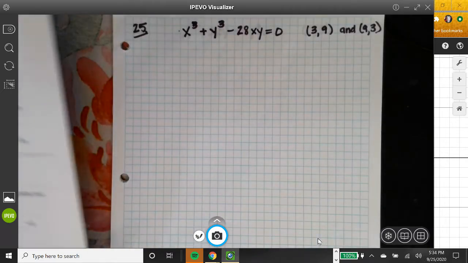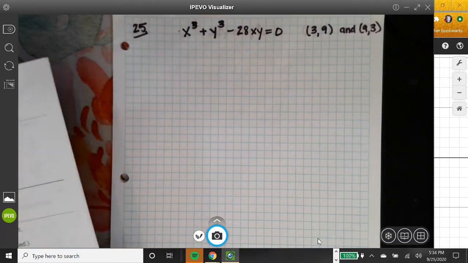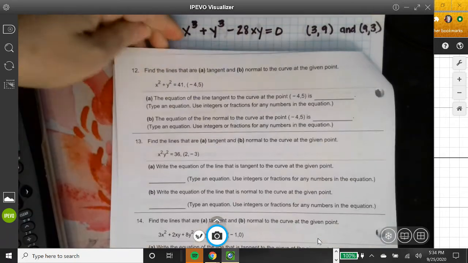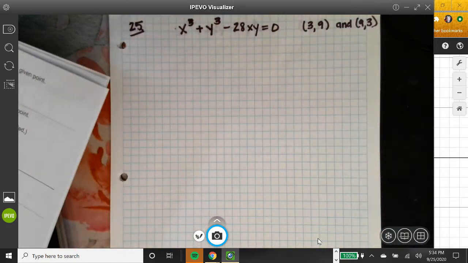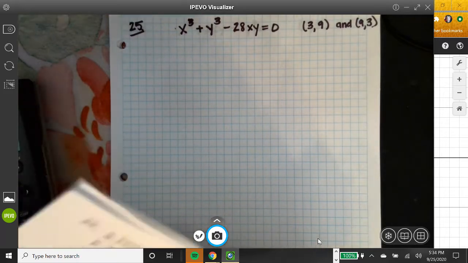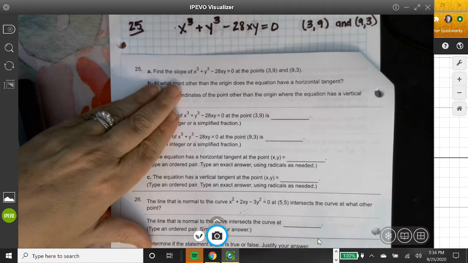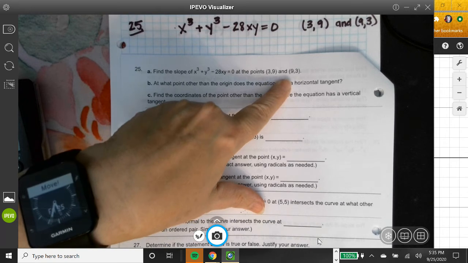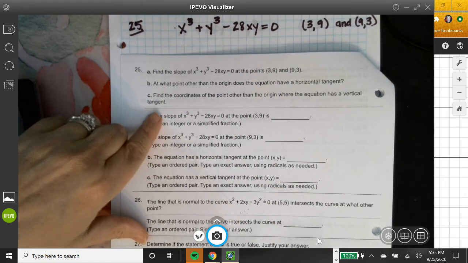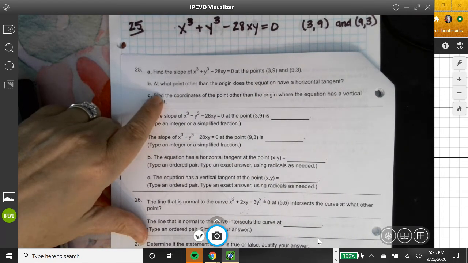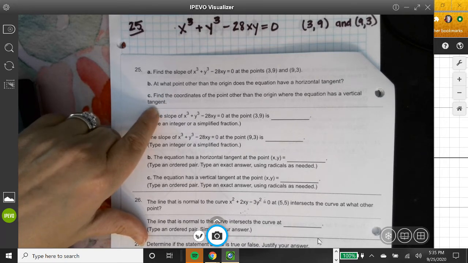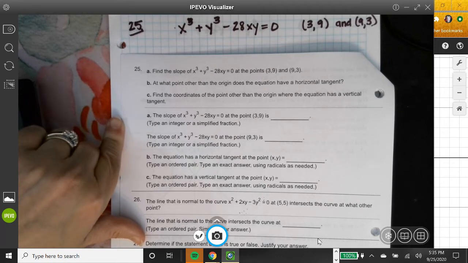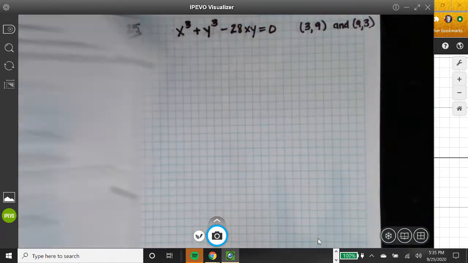All right, number 25 is the next one. Whoops, I'm on the wrong page. Sorry. 25 says, find the slope of the curve at the points 3, 9 and 9, 3. Okay? And then it says, at what other point other than the origin does this curve have a horizontal tangent? And then it says, find the coordinates of the point other than the origin where the equation has a vertical tangent. Okay? So let's do it. Here we go.